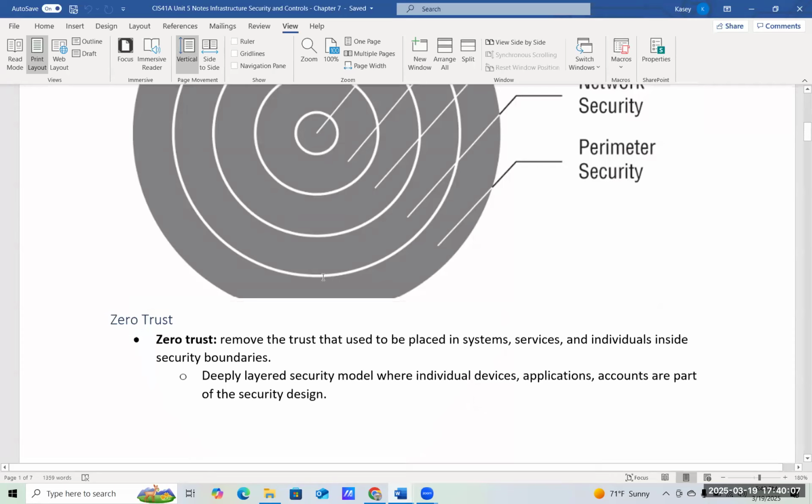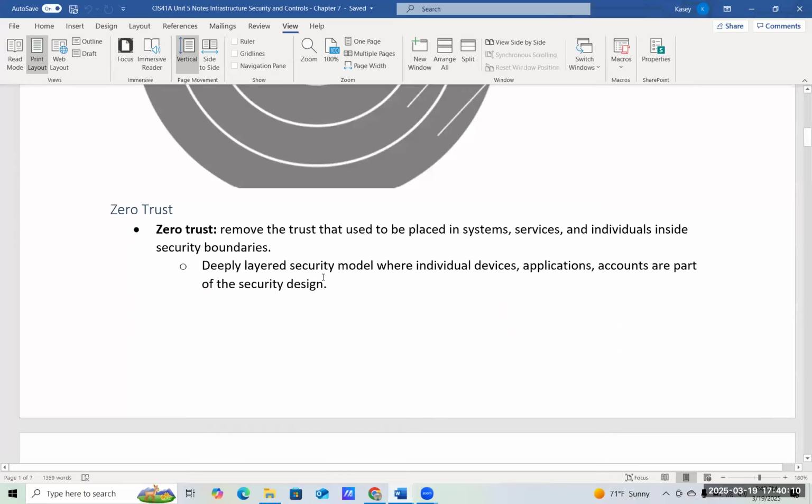Okay. And then there's a little bit of zero trust. So you want to remove the trust that is used to be placed across the systems, services, and individuals inside the security boundaries. Now, can we completely do this? Probably not. I think that we use certificates and single sign-on architecture and all of those things based on trust, right? So when you visit a website, you have some form of system trust. When you have a session, there's some form of system trust.